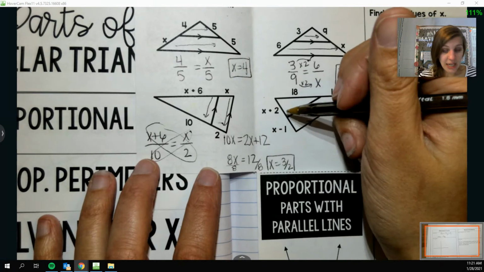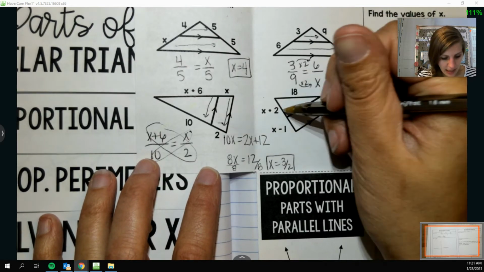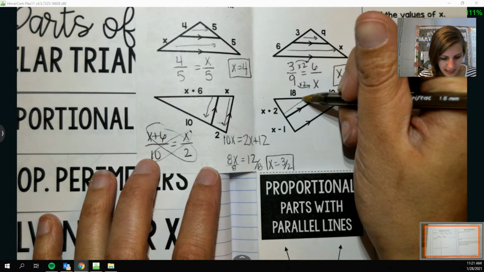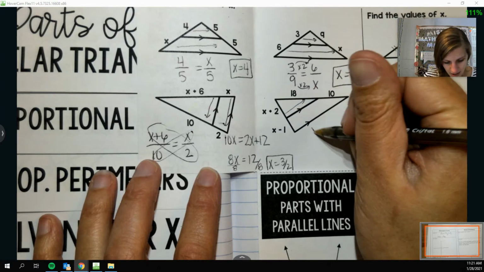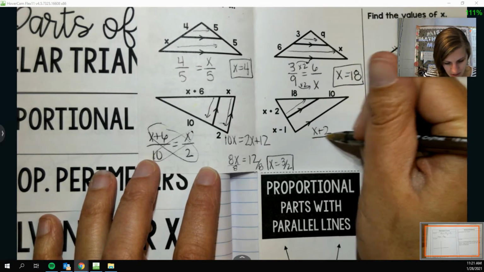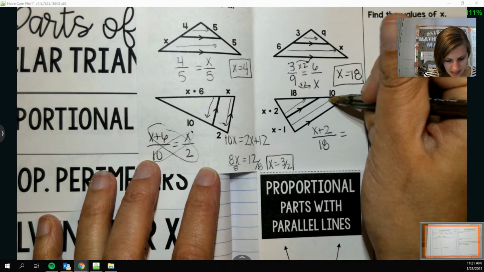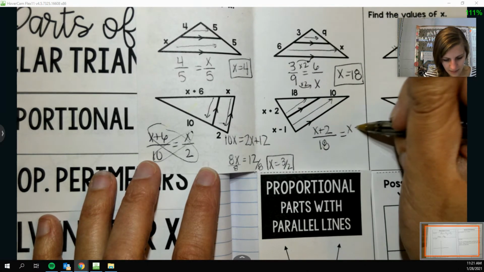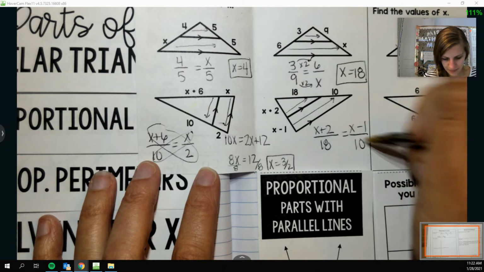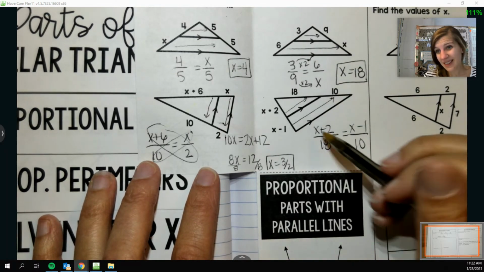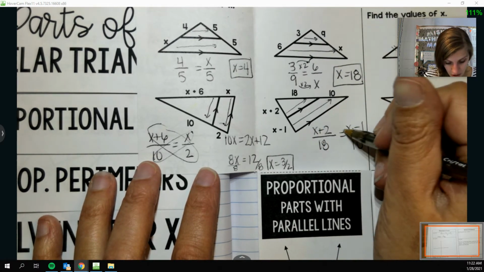Okay, so again, it's all about, if I have these parallel lines, I can travel along the parallel line and write side to side ratios. So x plus 2 over 18 is the same as x minus 1 over 10. And that one's less obvious. And again, because I have double x's, I'm probably just going to cross multiply here.